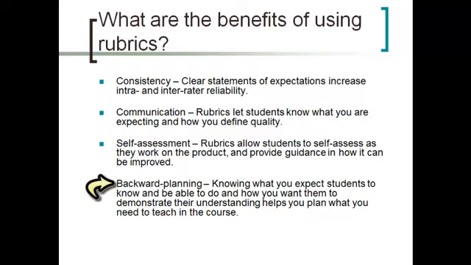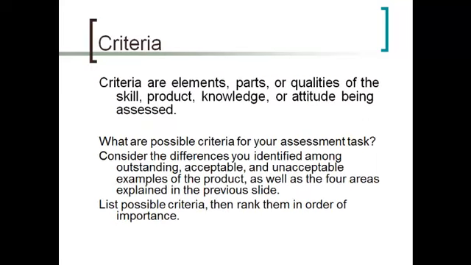Rubrics allow for backwards planning. Teachers decide what standards and objectives they want students to know or to be able to do at the end of a project. This is important as it allows the teacher to focus specifically on what they want the students to know when teaching a lesson. An important part of rubrics is deciding what criteria, the qualities of the skill, the knowledge, the project, or the attitudes being assessed, are important.